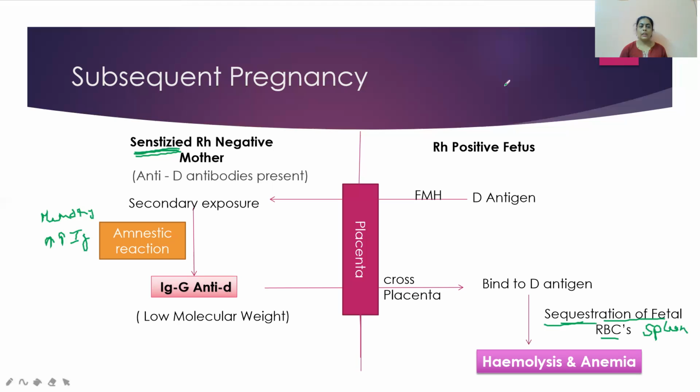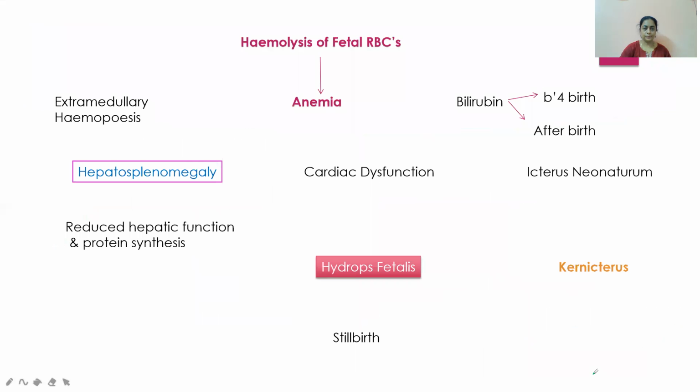Fine. So here the second exposure, memory is there. With secondary exposure, increased amounts of IgG are produced that cross the placenta and bind to the D antigen. So there is sequestration of these fetal RBCs and the resultant hemolysis and anemia will be there. So what are the problems with hemolysis?